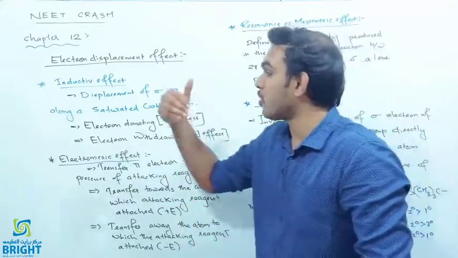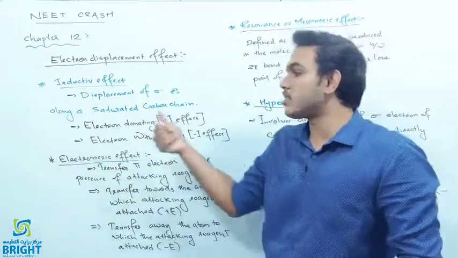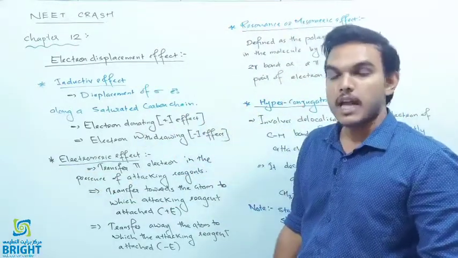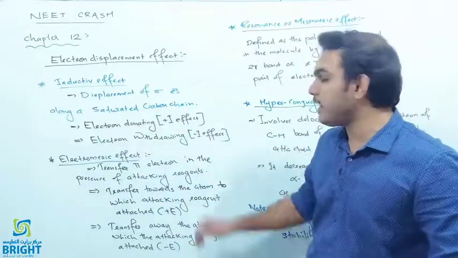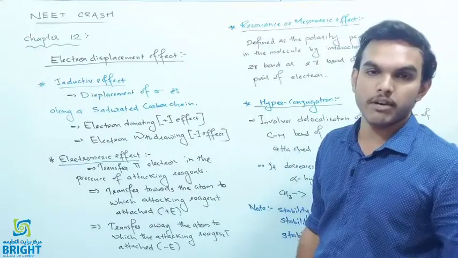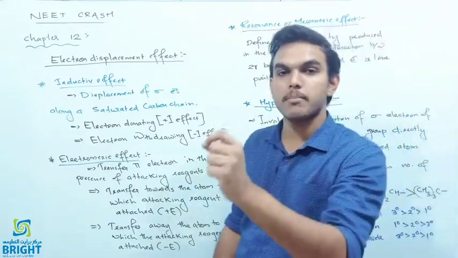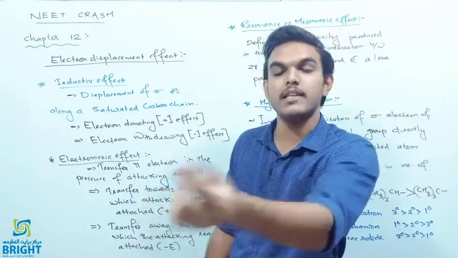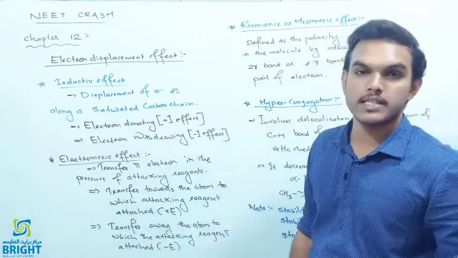It may be electron donating or electron withdrawing. If it is electron donating, it is known as a plus or positive inductive effect, and if it is electron withdrawing, it is known as a negative inductive effect. Is that clear? So the inductive effect is formed by the displacement of sigma electrons along a saturated chain. If electron donating, it is plus, and if electron withdrawing, it is negative.